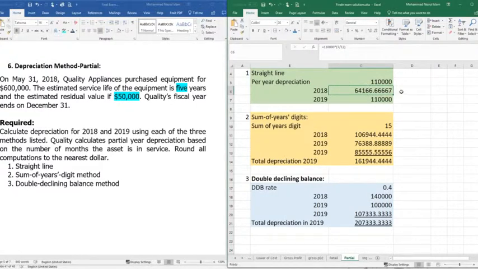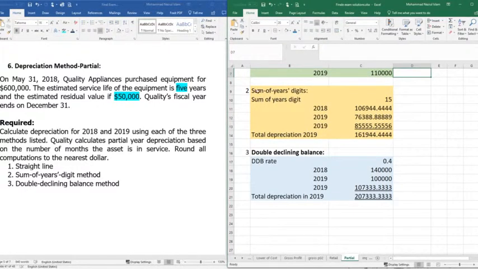Can you see that? So it should be equal to 110,000 multiplied by 7 over 12. See, the same amount we can see. And for 2019, the whole year's depreciation, the 12-month depreciation for straight line, it's okay. So you understand. Now sum of years digit. The sum of the years would be equal to n, which is 5, multiplied by 5 plus 1, divided by 2. So that is 15. Can you see that? That is 15.